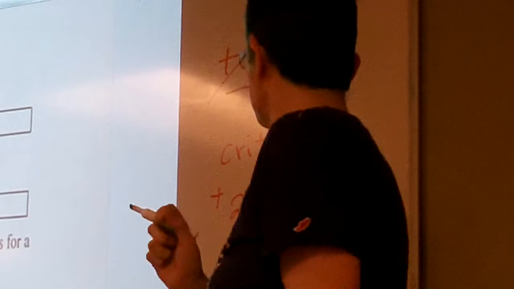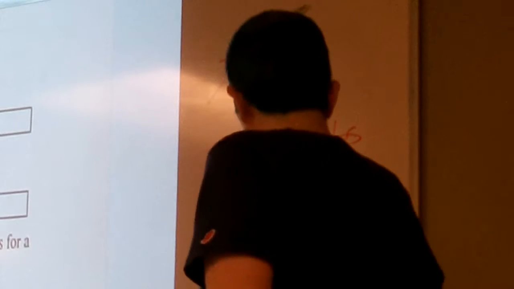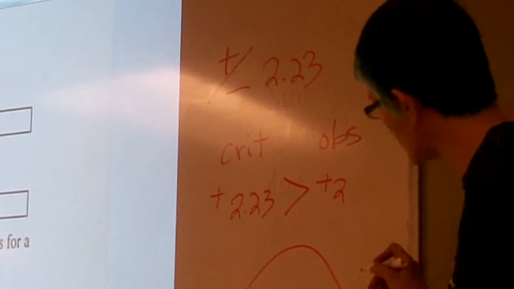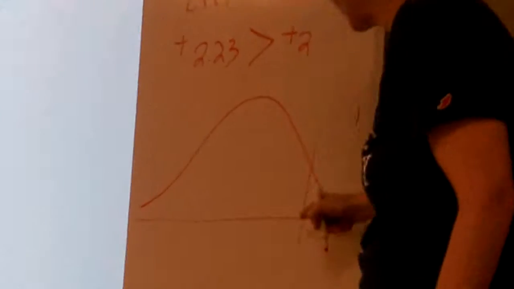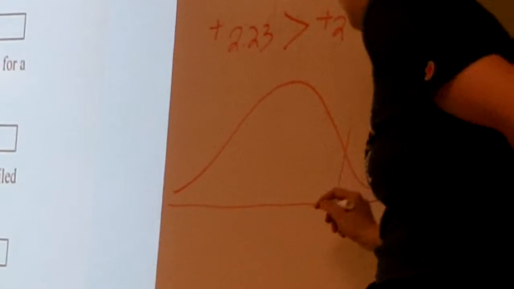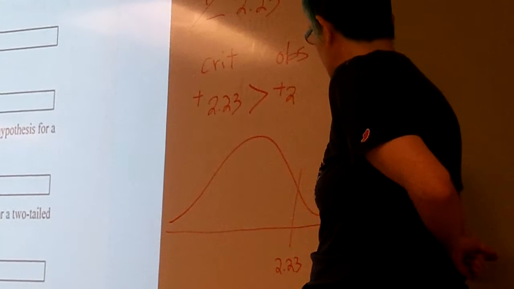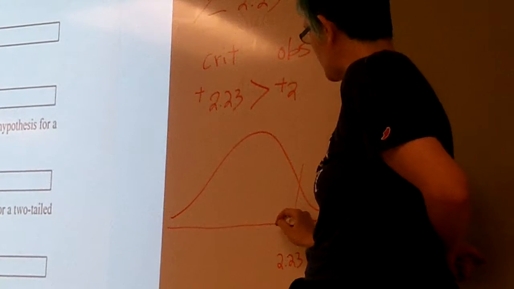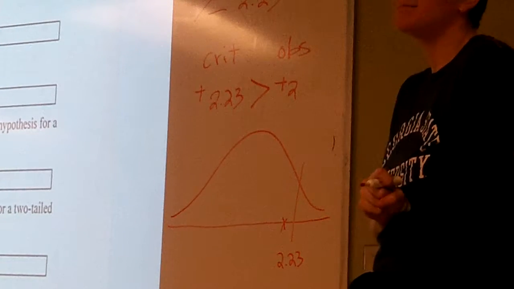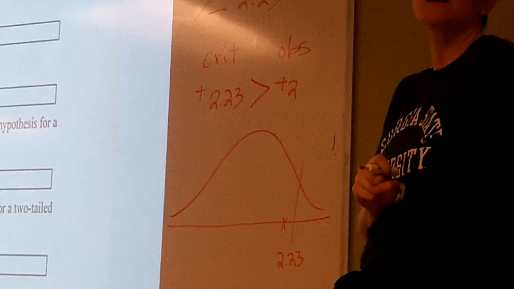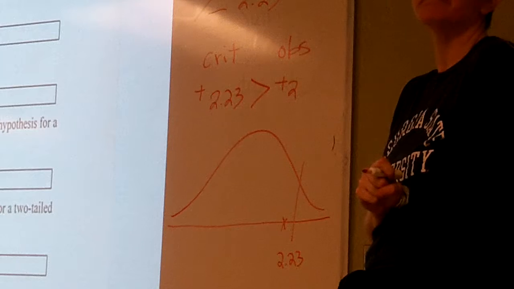Nope. If we think about a distribution, that's the critical value in the positive tail. We've got 2.23. And this 2 value is somewhere right there, which means that it didn't make it out into the critical region, so we retain the null hypothesis. Make sense?